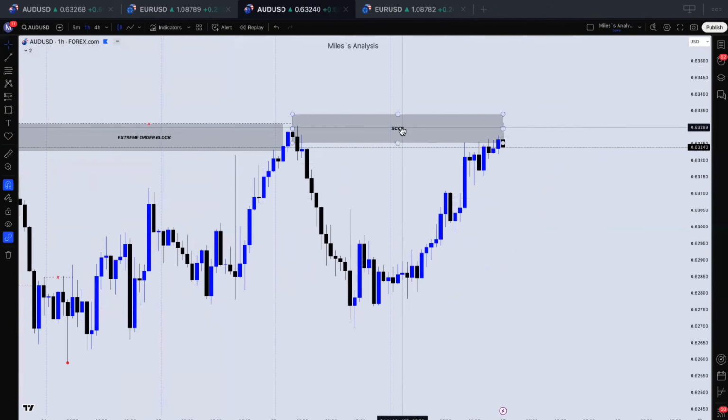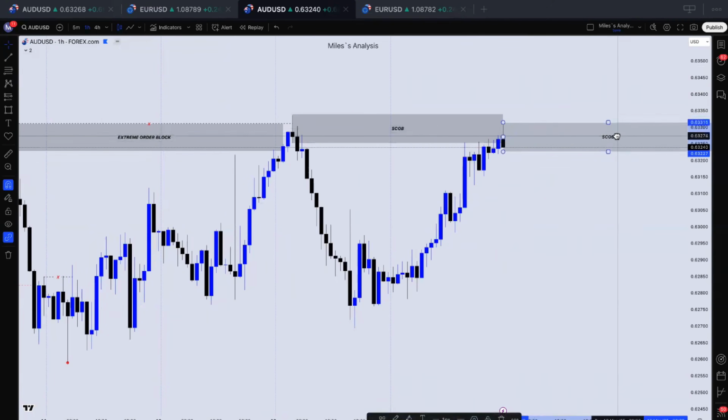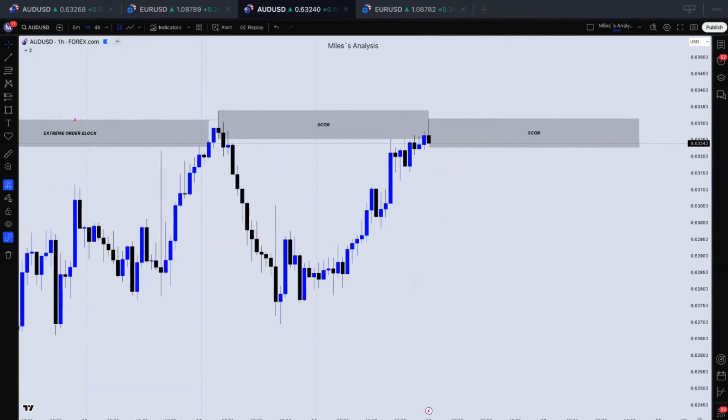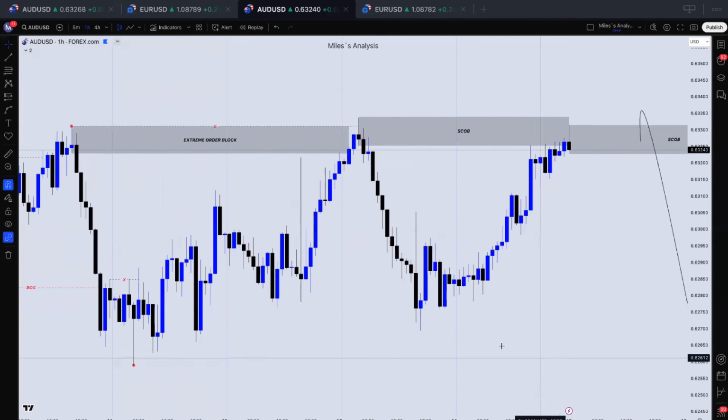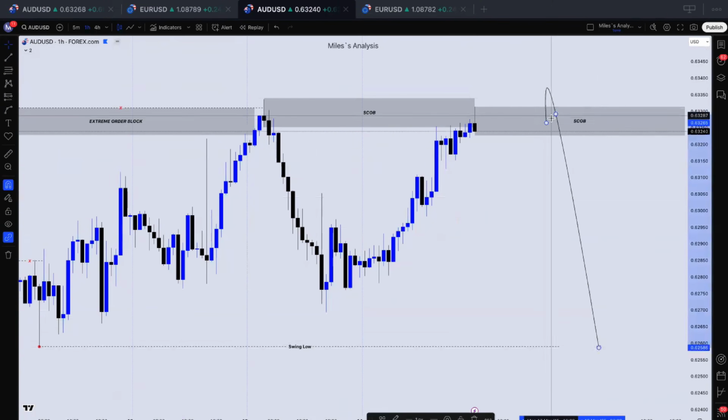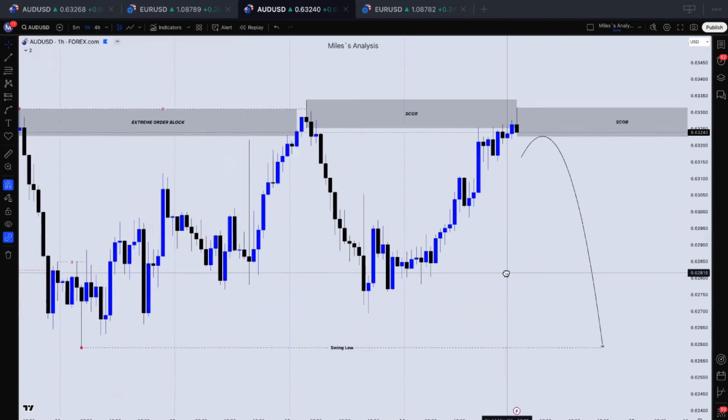So what we're more likely to see is price will create another single candle order block here, and if that happens, it means we'll also be looking for shorts from this point, targeting this swing low, which is at this point. So this will be our target if price creates a valid single candle order block here, right? So this is for the H1 time frame.